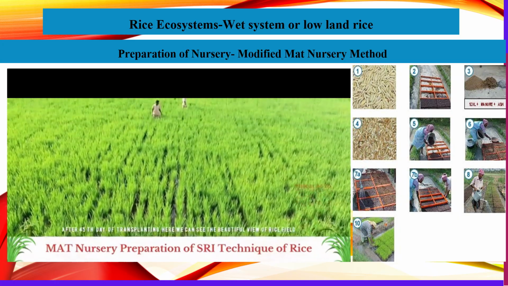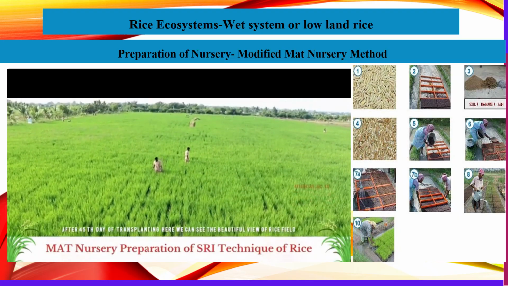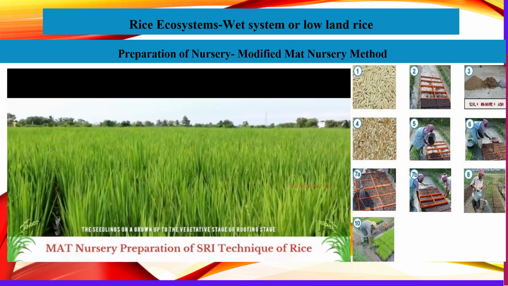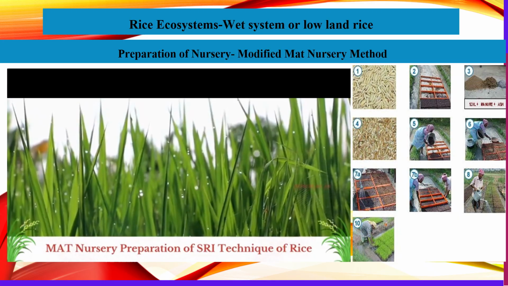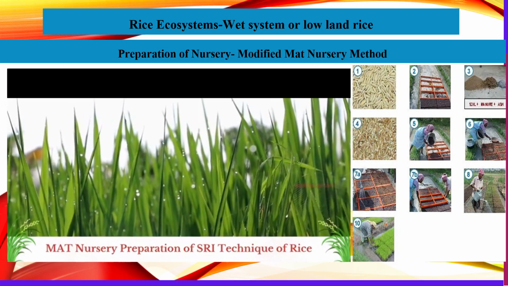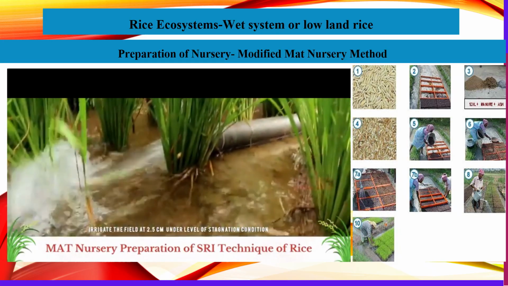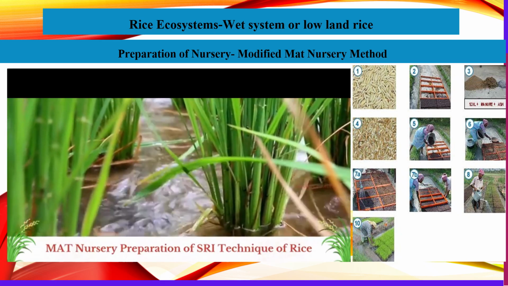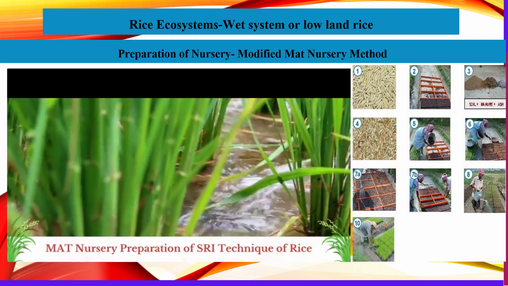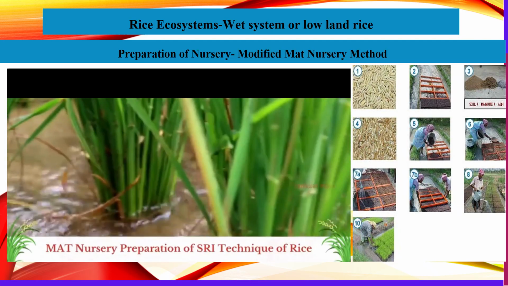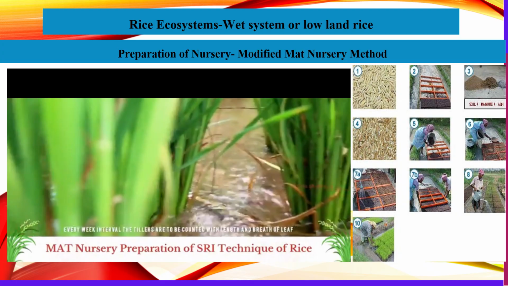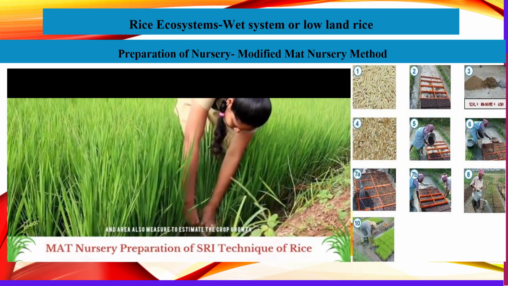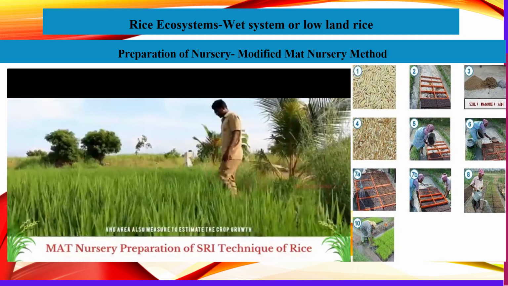After the 45th day of transplanting, here we can see the beautiful view of this rice field. The seedlings have now grown up to a late vegetative stage or rooting stage. Irrigate the field at 2.5 cm under the level of stagnation condition. Every week, the tillers are counted, the length and breadth of leaf are measured, and leaf area index is also measured to estimate the crop growth.